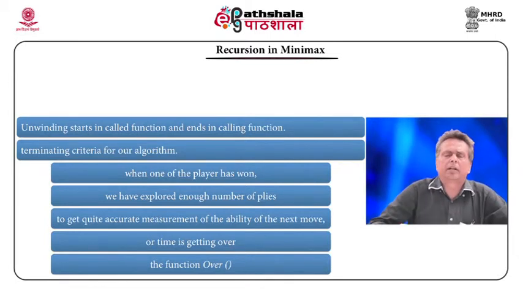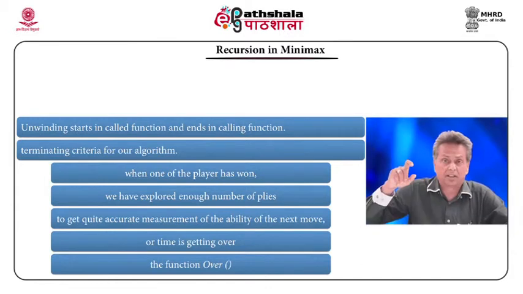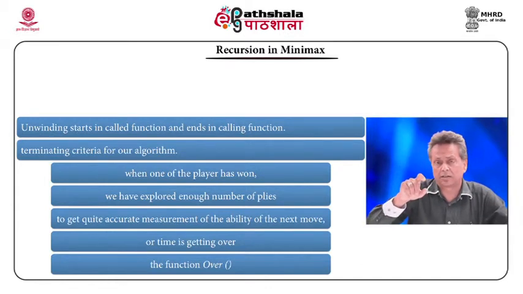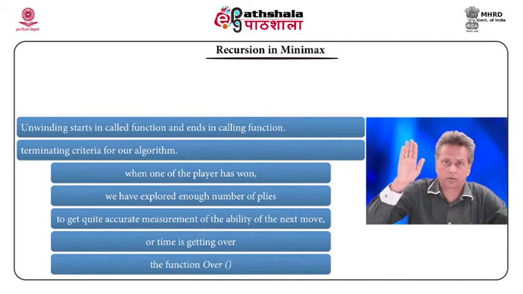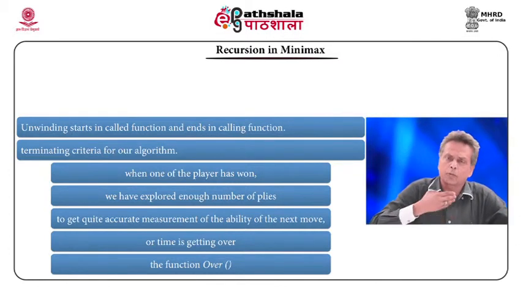When we look at the function, I'll again remind you of that place. What will be the terminating criteria? We've already seen that the time obviously is one. Chess playing programs usually have time associated. So it says that you have 5 minutes. In 5 minutes, you'll have to find out whatever you can. So that's usually the constraint. But then we have explored enough number of plies.